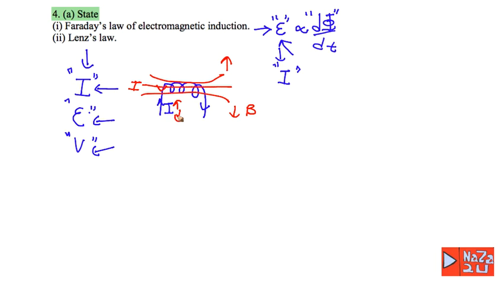Meaning you have an initial current, this is I1, and the second current is the current induced because, according to Faraday's law, the change of flux at time t produces EMF, voltage, or current, right?